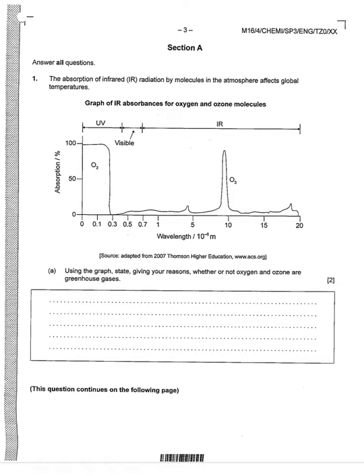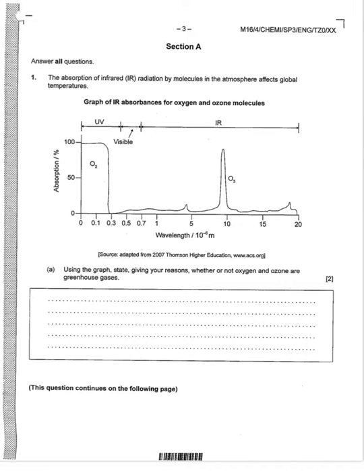and it says the absorption of infrared or IR radiation by molecules in the atmosphere affects global temperatures. And they want to know, using the graph, giving your reasons, are oxygen and ozone greenhouse gases? So I see oxygen's absorption band right here, and it's clearly within the UV area, whereas O3's is just as clearly in the IR area. And it says at the top, absorption of infrared by molecules in the atmosphere affects global temperatures.